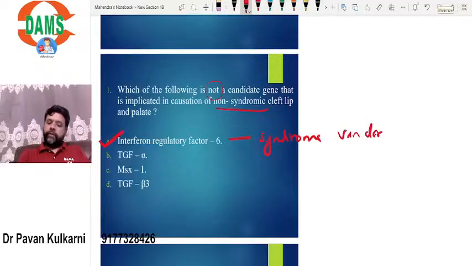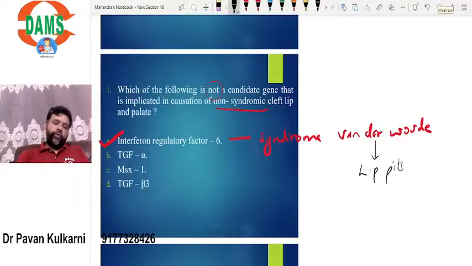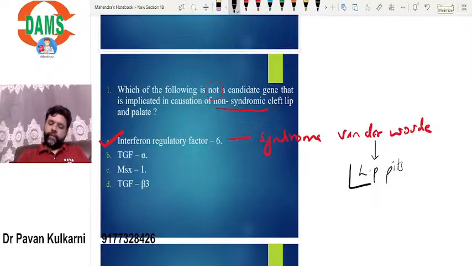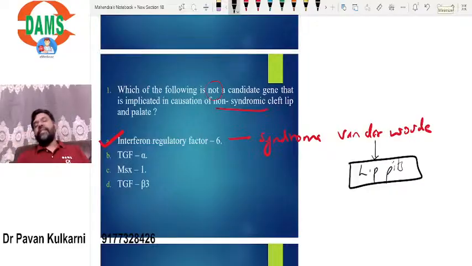Actually, what do you see in Van der Woude syndrome? We usually see lip pits. Lower lip pits will be seen. That is a common finding in Van der Woude syndrome. So Van der Woude syndrome is not only associated with lip pits, it is also associated with cleft lip and cleft palate. Okay, let us move on to the next question here.